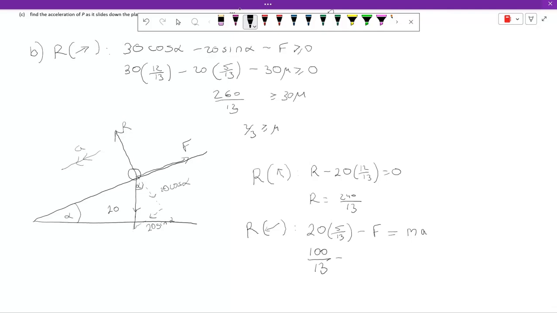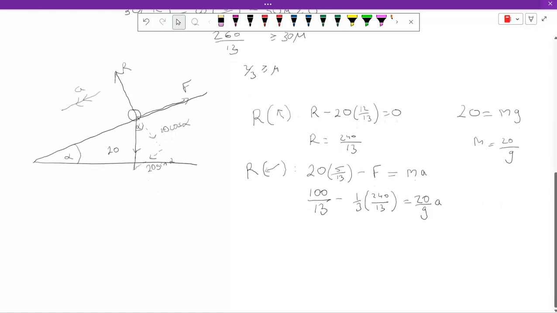We were told in the question that mu was 1/3, so F is 1/3 R, and I've worked out my R, which was 240 over 13, and that's equal to now the m. We know that the weight is 20, but remember weight is equal to mg, so therefore the mass is equal to 20 over g. Now that we know that the mass is 20 over g, we can plug that into here for m, and then rearrange. So we've got 100 over 13 minus 80 over 13, so that's 20 over 13, divided by 20, so you're going to get g over 13 as your acceleration.